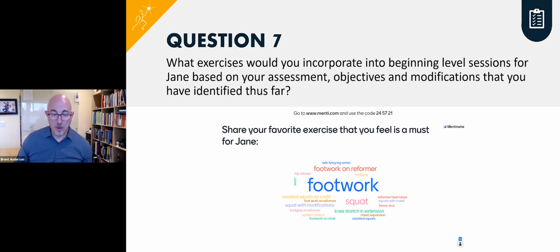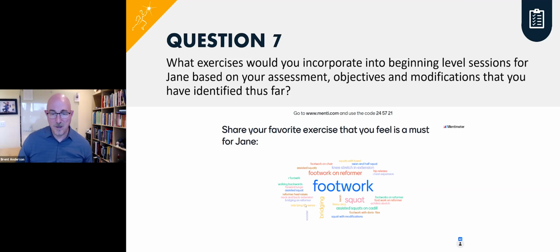Sarah put scooter with thoracic extension. Love it. Footwork on the reformer. I see a lot of footwork. I want to get a lot of squat activity too, right? Squats with modifications. You all mentioned you would put some kind of heel lift for a full weighted squat. Let's see what we got. We're going to get another big change here. There we go. Starting to see some more.